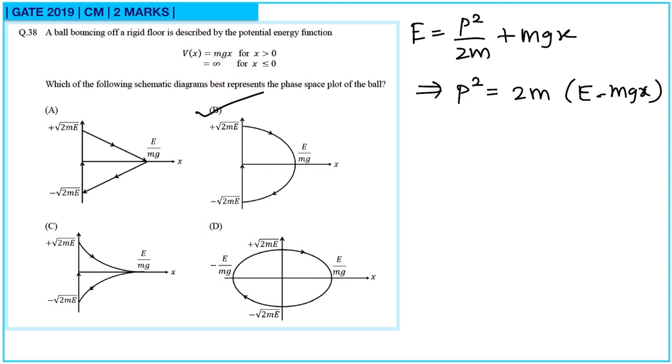And you can check these boundary conditions as well. If you put p is equal to 0, you will get value of x to be E by mg, and if you put x is equal to 0, you will get value of p to be plus minus under root twice mE, and it will be a parabola because it is an x versus p square graph. So option B is correct.